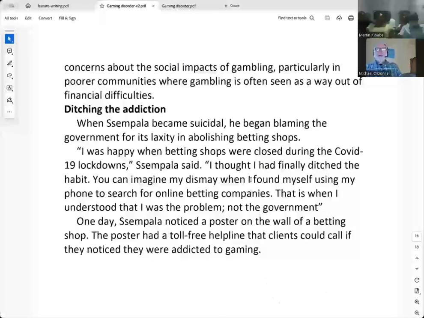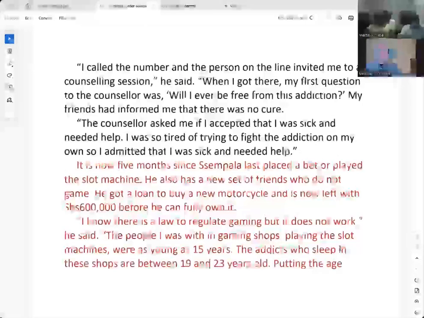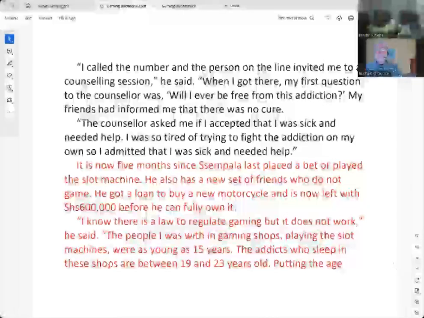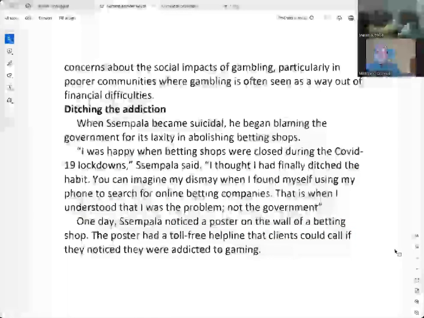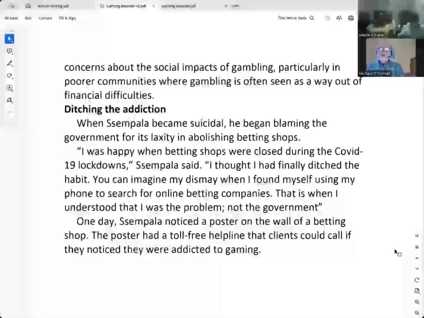When Sensapala became suicidal, he began blaming the government for its laxity about abolishing betting shops. I was happy when betting shops were closed during the COVID-19 lockdowns. I thought I had finally ditched the habit. You can imagine my dismay when I found myself using my phone to search for online betting companies. That is when I understood that I was the problem, not the government.